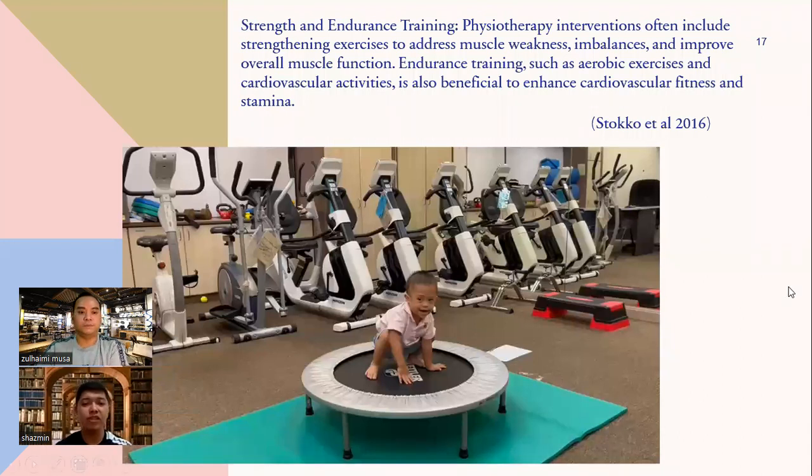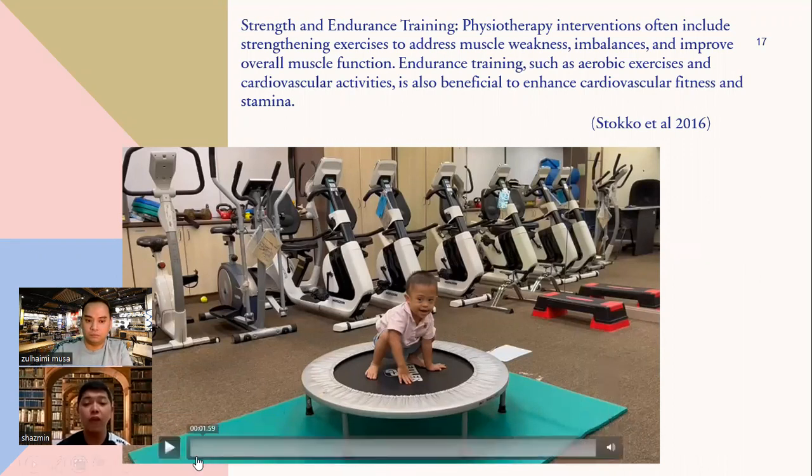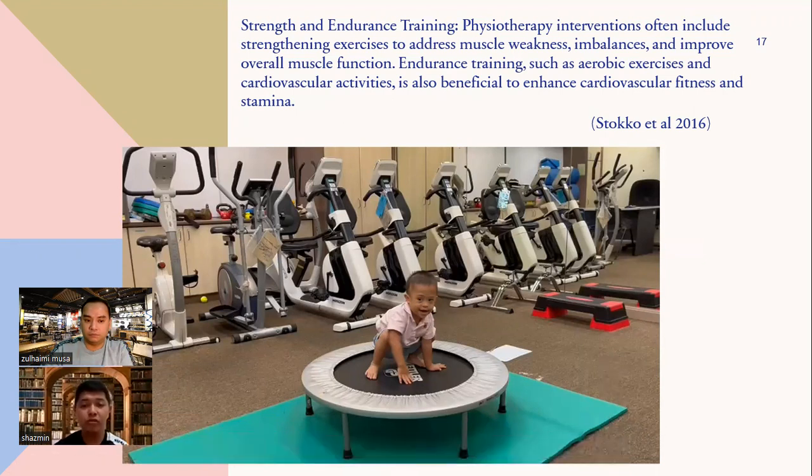Okay, strength and endurance training. Physiotherapy intervention often includes strength training exercises to address muscle weakness. Whichever muscle is weak, we train that muscle, to correct the imbalance and improve overall muscle function. Endurance training, such as aerobic exercise and cardiovascular activity, is also beneficial to enhance cardiovascular fitness and stamina. For this patient, we are not focusing on aerobic and endurance training first. We are focusing on treating the muscle weakness, the imbalance, and the coordination.